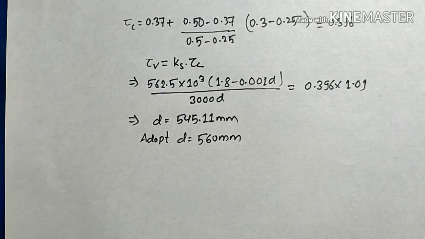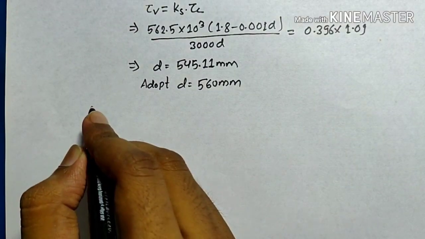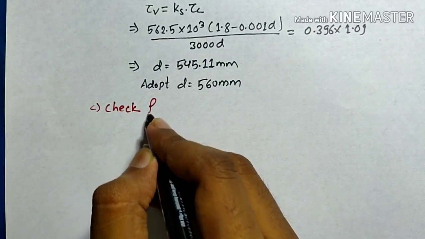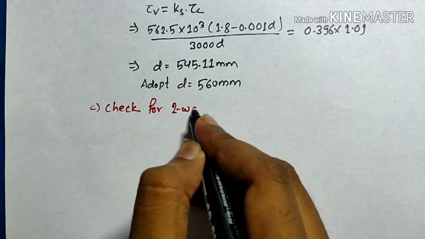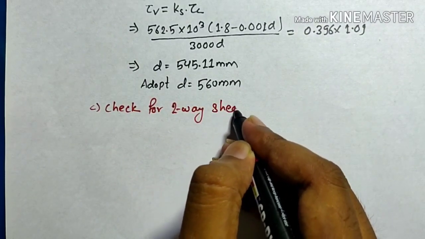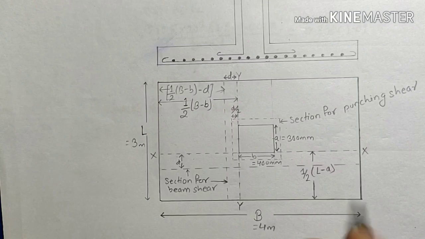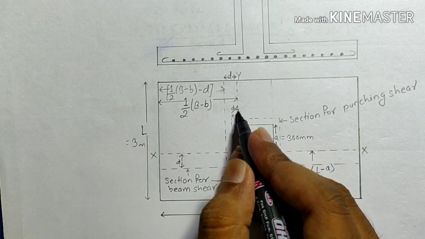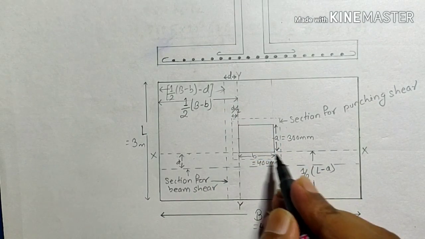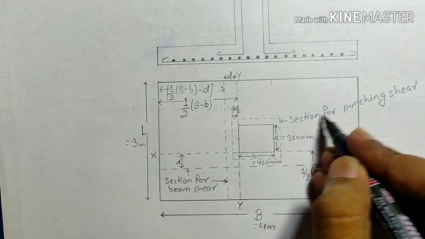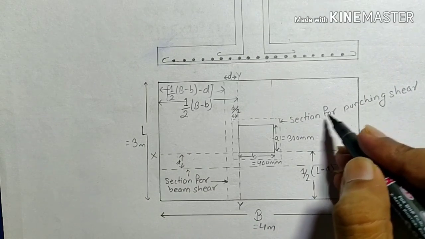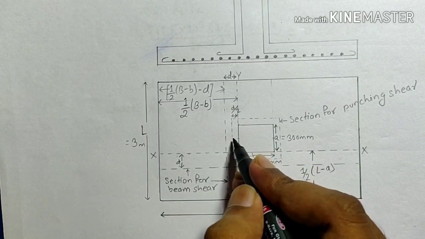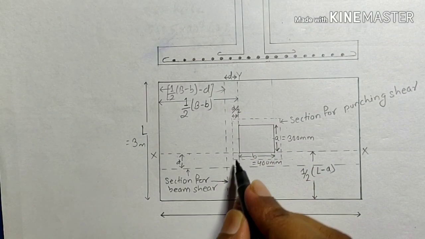So here the third is check for two-way shear, and from this diagram it is clear that the section for two-way shear is at distance d by 2 from the face of the column. This is our section for two-way shear, which is already written here. Two-way shear or punching shear, that is the same thing, and which is at distance d by 2 from the face of the column. So here first we will be finding the perimeter of this portion.